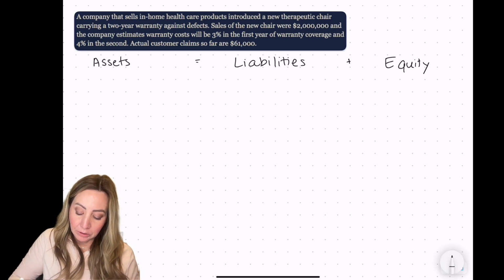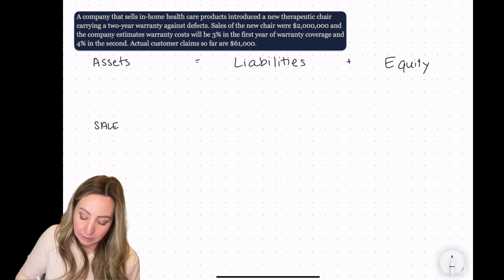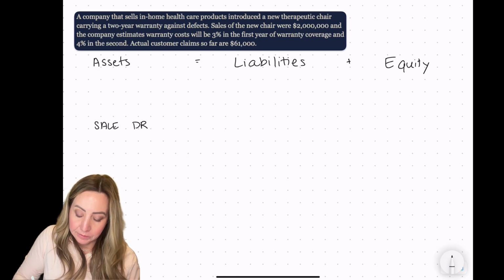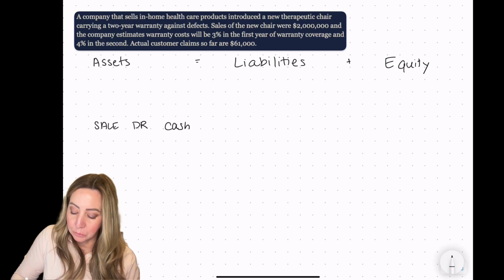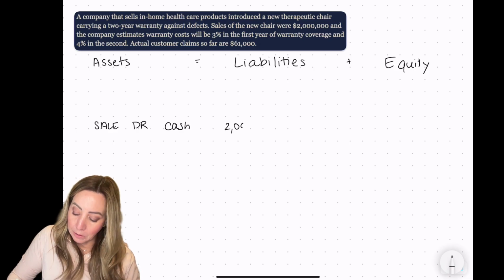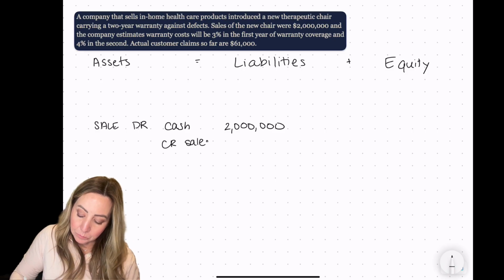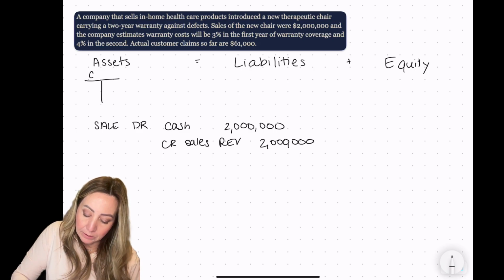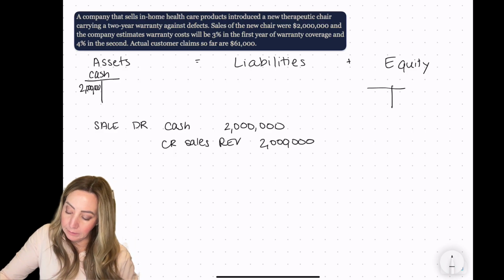So we've got our equation up here, and to record the sale, I'm going to debit cash, we'll assume that it was cash, for $2 million, and credit sales revenue for $2 million. So I need a cash account here that I'll put 2 million in, and I need a revenue account here that I'll also put 2 million in.